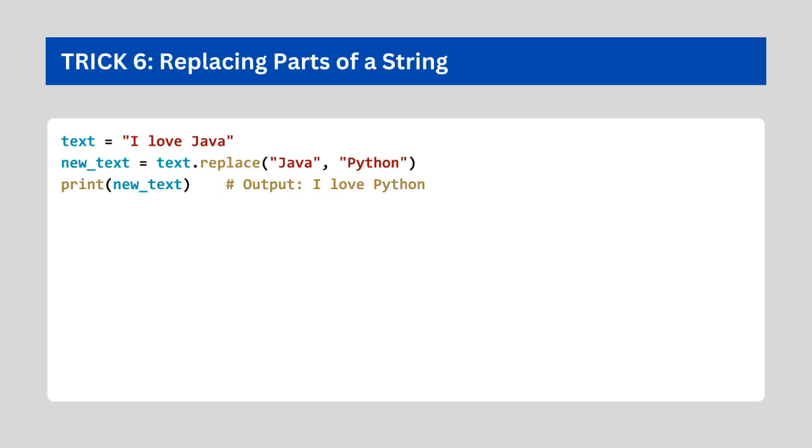Trick 6. Replacing parts of a string. Need to modify text dynamically? Instead of using complex loops, Python's replace method makes it effortless. In the example, we replace Java with Python, instantly updating the text. Why is this useful? Quickly modify user inputs, database entries, or large text files. Great for censorship, filtering words, or generating dynamic content. Whenever you need to replace a word, phrase, or character, use replace for an easy and efficient solution.